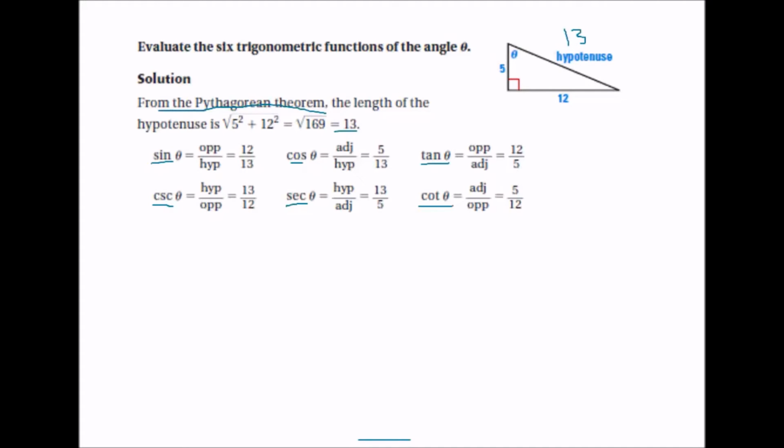Well, to find the 6 trigonometric functions, you just set up what it is. So like here's theta, and sine is equal to opposite 12 over hypotenuse 13. That's 12 over 13. Cosine is adjacent 5 divided by hypotenuse 13. Tangent's opposite 12 over adjacent 5, 12 over 5. Now, this is really easy if you can remember what the ratios are. And the best way to remember these is the acronym Sohcahtoa.